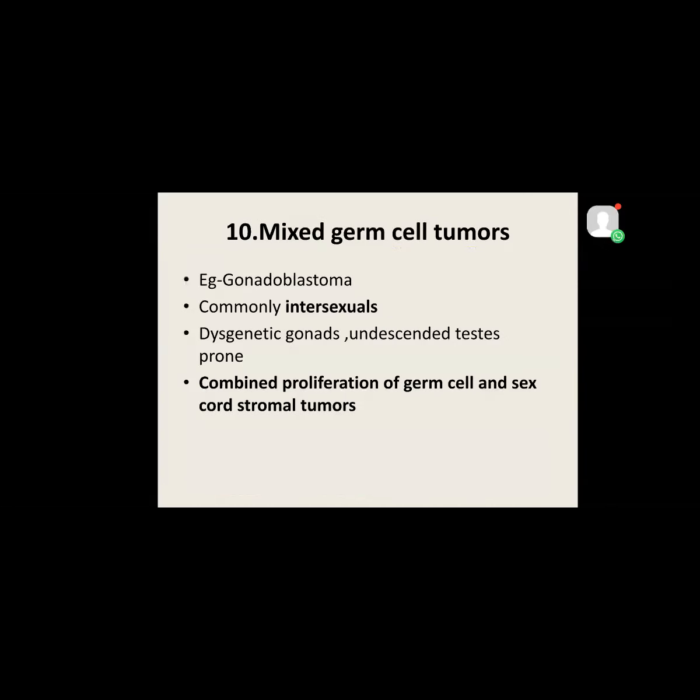Next is the mixed germ cell tumor, the mixed sex cord and germ cell tumor. They are called gonadoblastoma. This is the tenth tumor which we are discussing. Usually they will be found in intersexuals, and undescended testes are more prone to this. They are a combination. In these tumors, you will find the proliferation of germ cells as well as the sex cord stromal cells.